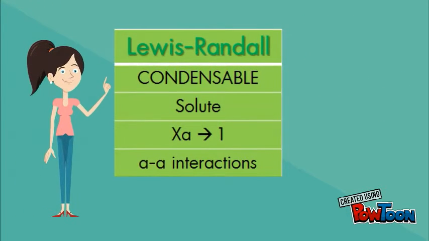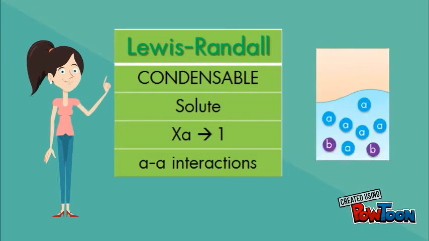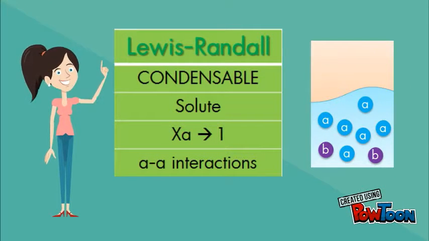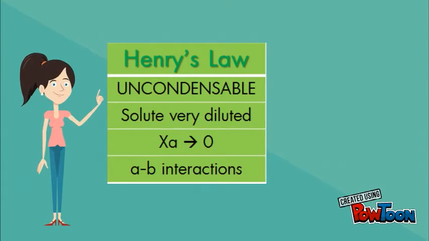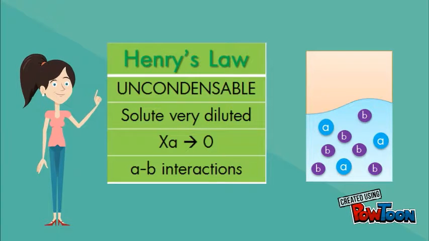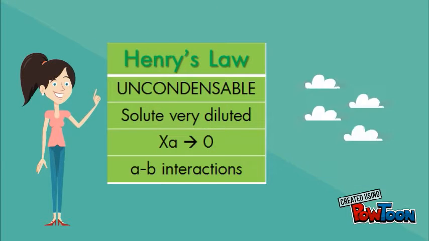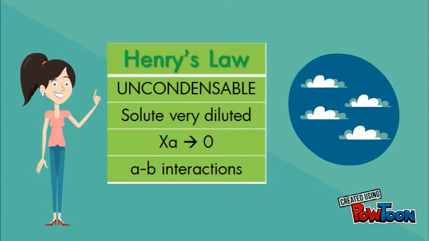First, we have the Lewis-Randall reference state, which is for condensable components. The solute represents the majority of the solution. Therefore, the composition of A tends to 1 and we have AA interactions. Here we have the second reference state, Henry's law. It's for uncondensable components. Here the solute is very diluted and the composition of A tends to 0. We have interactions between the components A and B. It's useful for dissolved gases.